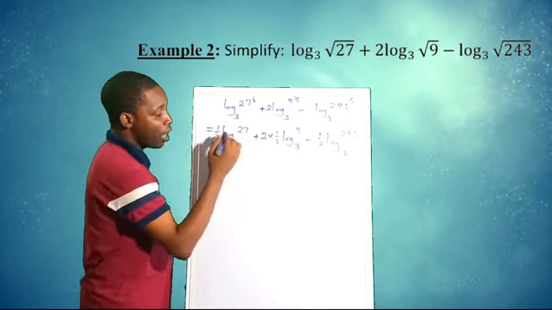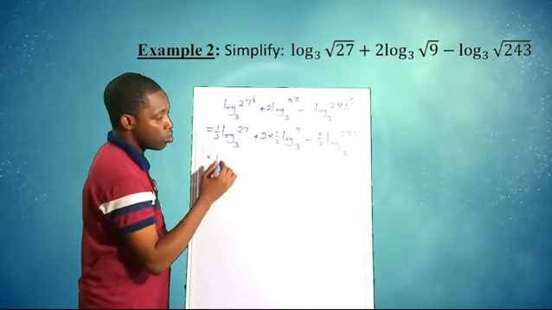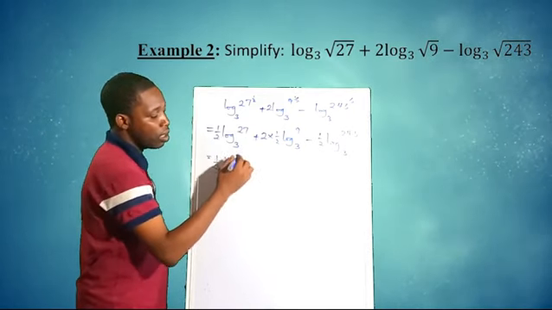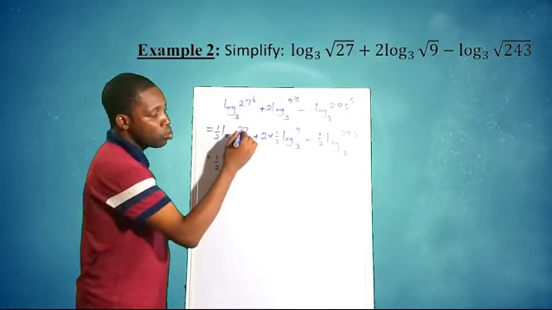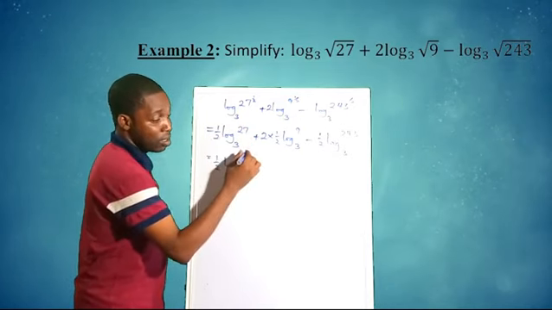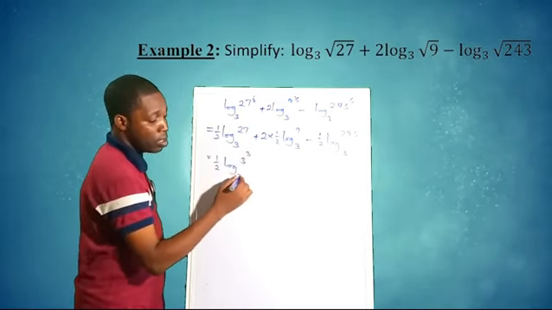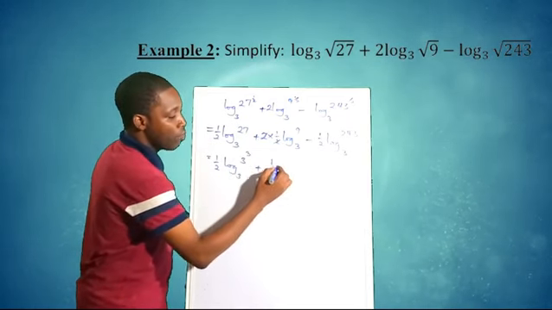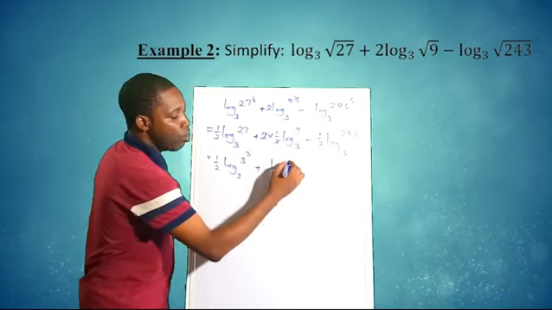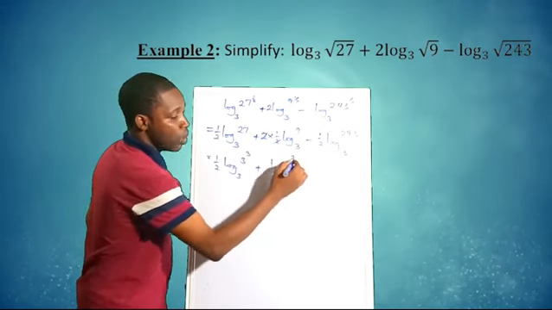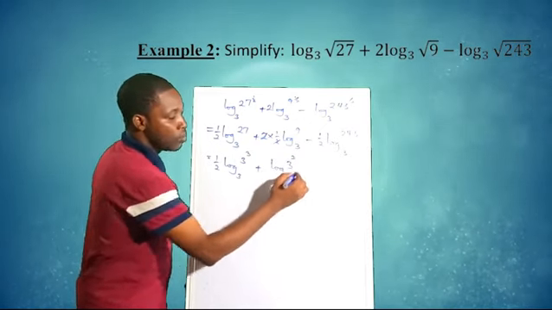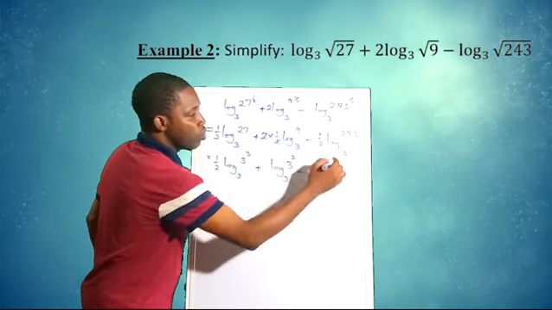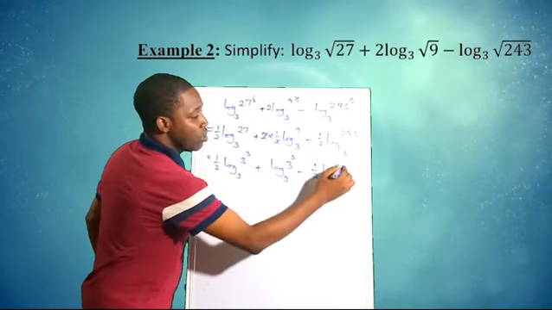which means that I will write this as 1 over 2. The question is, this 3, bringing it here, 3 raised to power what will give me 27? That is 3 raised to power 3. I will maintain my base, plus this cancel this, we have 1, so we have log, the same thing, 3 raised to power what will give me 9? That is 3 raised to power 2. I have my base 3, minus 1 over 2, 3 raised to power what will give me 243? That is 3 raised to power 5.